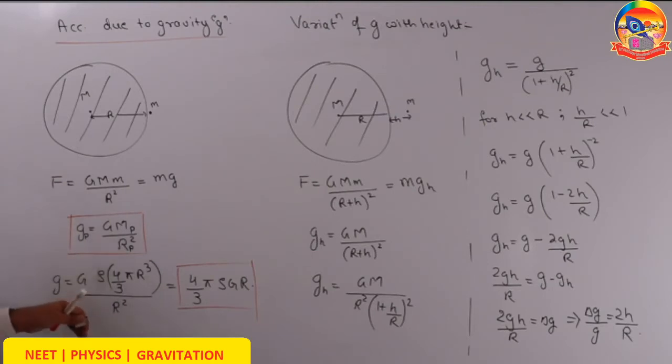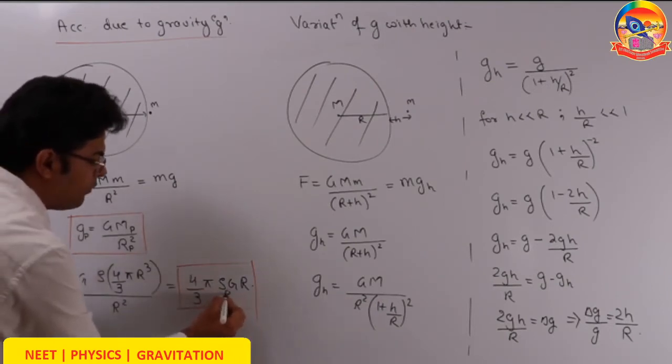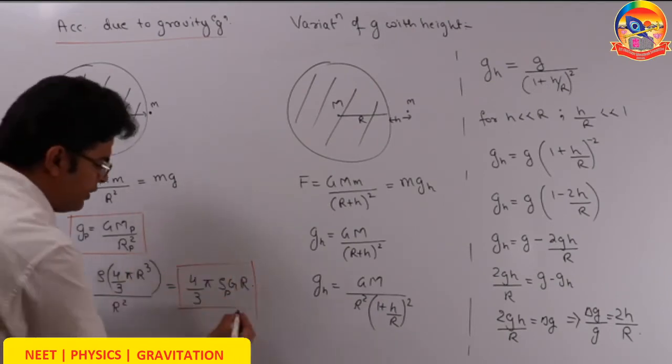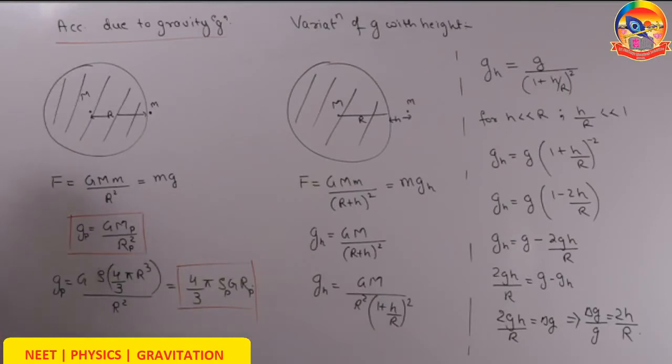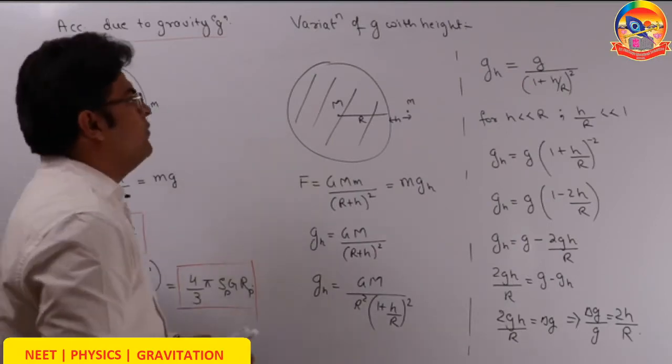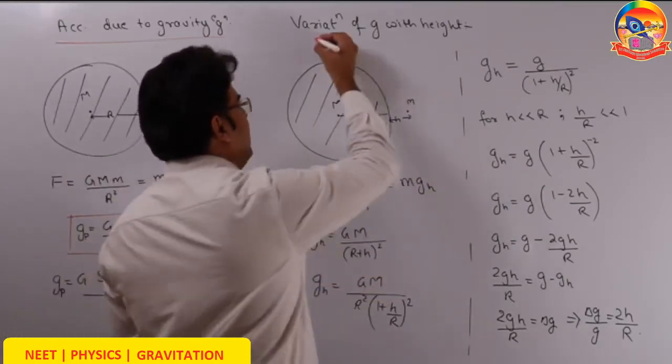Similarly, acceleration due to gravity on the surface of any planet equals 4/3 pi times the density of the planet times G, that is a constant for everything, times the radius of the planet. Now, the next thing we are going to learn is variation of g with height.